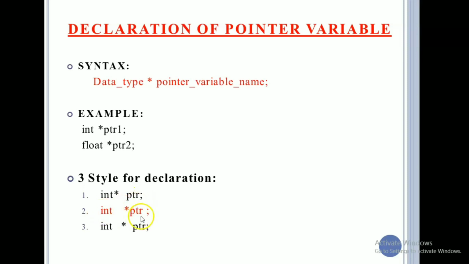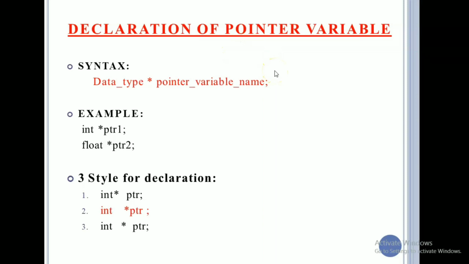The reason is that when you go for pointer arithmetic, it is quite difficult to understand whether this asterisk symbol belongs to the pointer variable or is a multiplication. So there might be confusion between the asterisk symbol for multiplication and the asterisk symbol for the pointer variable name. So it is better to keep the asterisk symbol along with your pointer variable. Keep this point in mind while declaring a pointer variable.